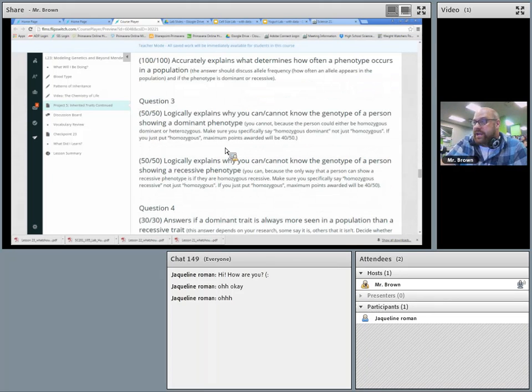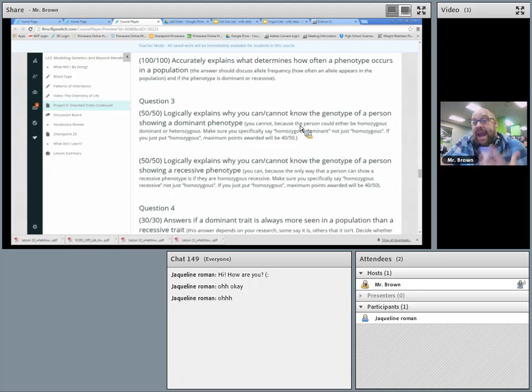Alrighty, so question 3, why you can or cannot know the genotype of a person showing a dominant phenotype just by looking at them. Could you tell if a person is homozygous dominant or heterozygous if they have a dominant trait? And the answer is no. There's no way to tell because there are 2 different genotypes they could have. For example, for freckles, they could either have 2 dominant alleles or dominant and recessive. There's no way to know just by looking at them.